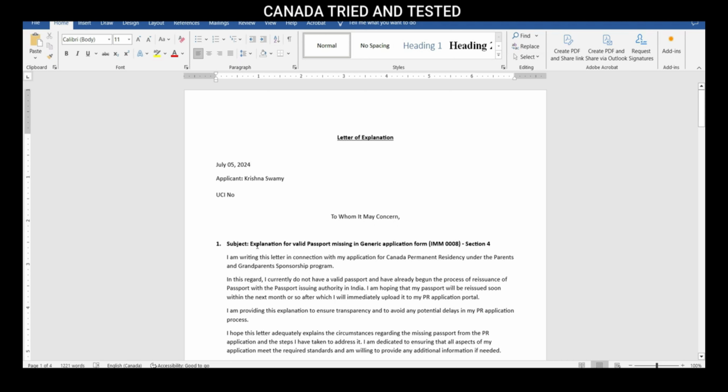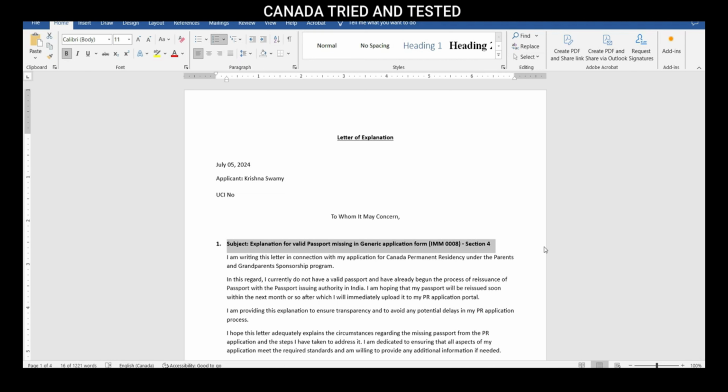Coming to the explanation for valid passport missing in generic application form. And I have also mentioned section 4. So here, when applying, the passport that I had had expired, and to apply for a new passport it would take time, and I had to submit the application within a prescribed timeline. So the application was submitted without upload of the passport. And here you can see the subject: explanation for valid passport missing in generic application form, section 4. This has been clearly mentioned. That way the person who is looking at the document knows what this explanation is for.